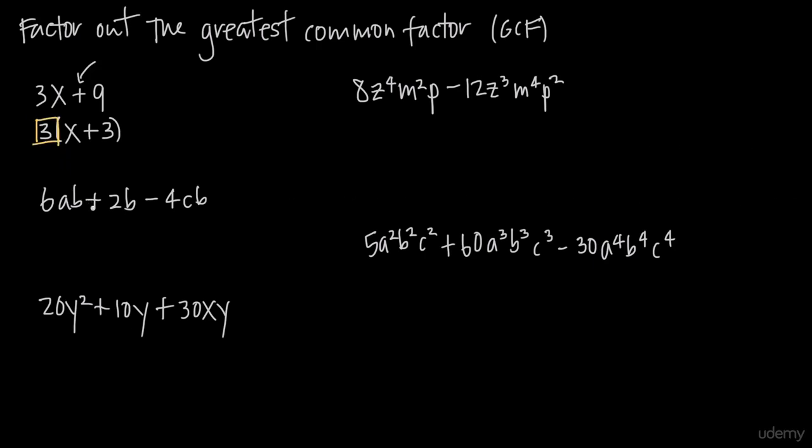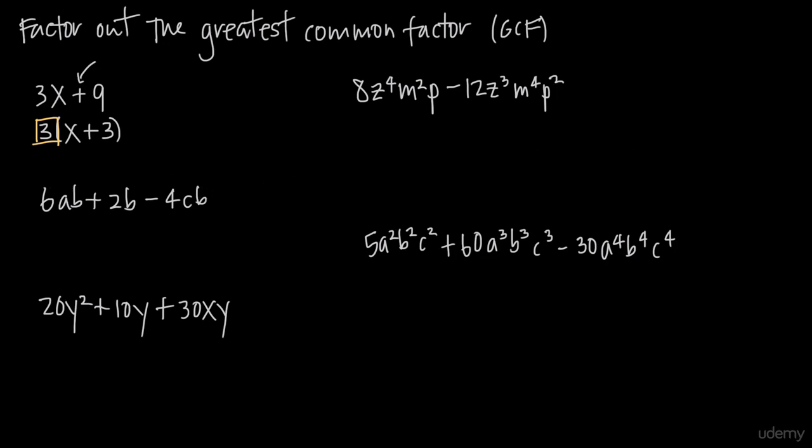Now let's go ahead and look at our second example. Here we have 6ab plus 2b minus 4cb. This example is a little bit more complicated because we have 3 terms instead of just 2 like we did in our first example, but the process is going to be the same. So in the same way that we looked for a common factor in 3x and 9, here we have to look for a common factor in all 3 terms, 6ab and 2b and 4cb, and we can only pull things out that factor evenly out of all 3 of these terms.